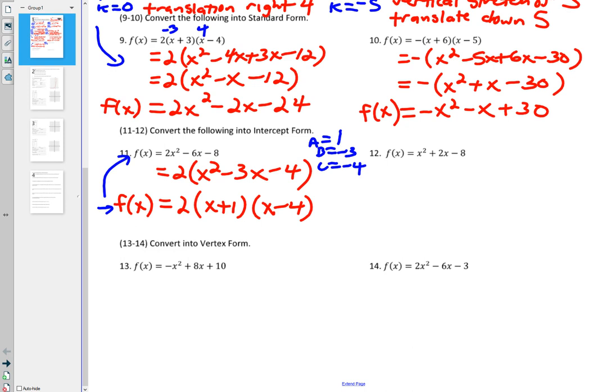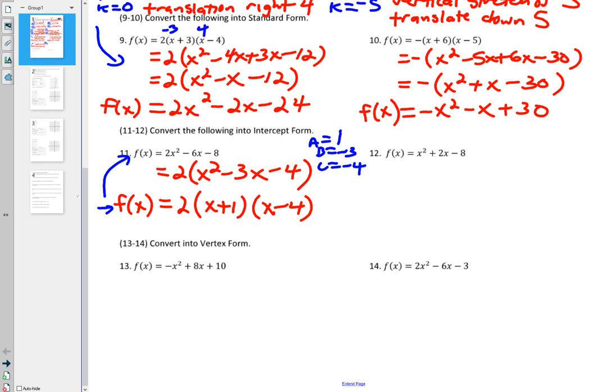-6 or +5. Well, now that I've converted this to intercept form, show me where is this? Where's number 11 going to touch the x-axis if you were asked? +4 and -1.